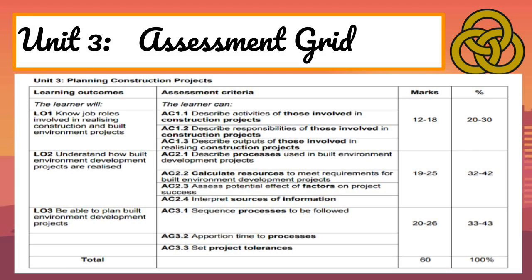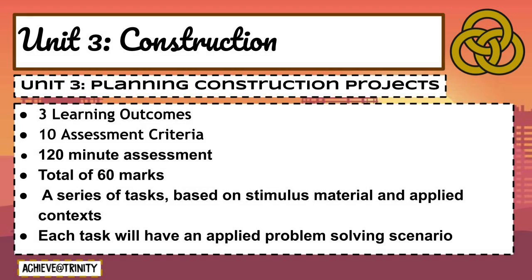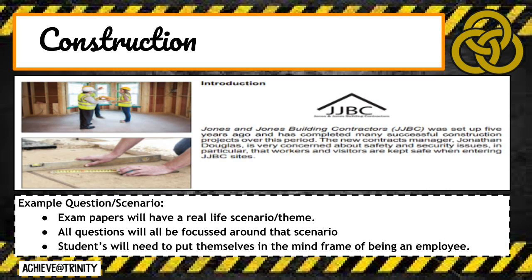This is the overall assessment grid for Unit 3. It shows that Unit 3 is assessed over 3 learning outcomes with 10 separate assessment criteria. These cover all aspects of planning construction projects, from roles and responsibilities of key workers to calculating resources required through to planning sequencing works.